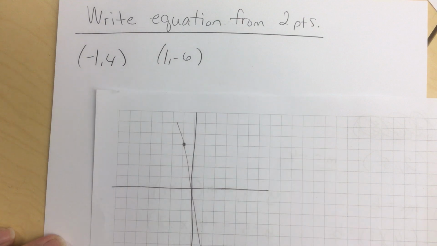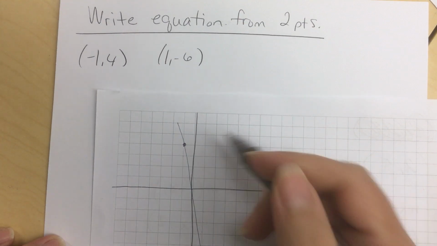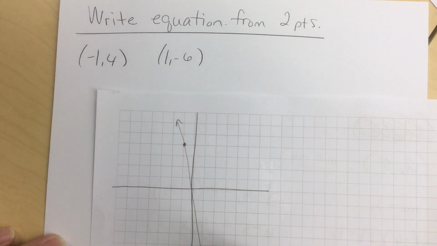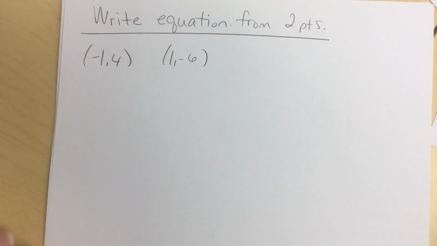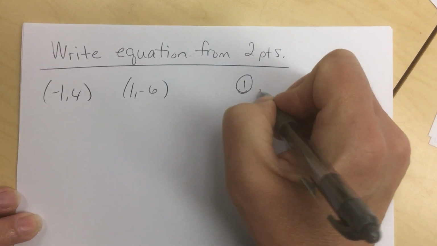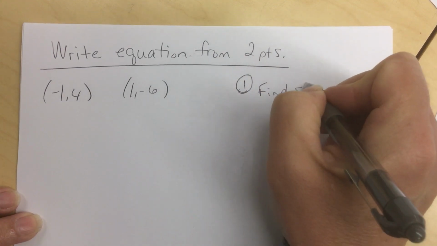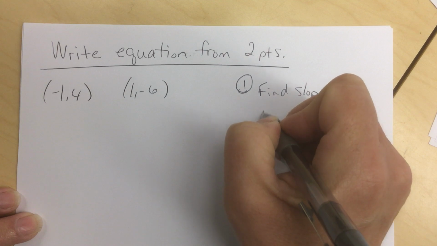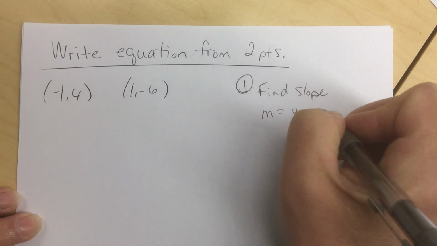Now this isn't really straight. I can tell by what my answer is going to be that I didn't make that super straight, but that is the idea of what we're doing, okay? So the first thing you need to do is find the slope. So first thing is find the slope. And we're going to use the slope formula to do that.